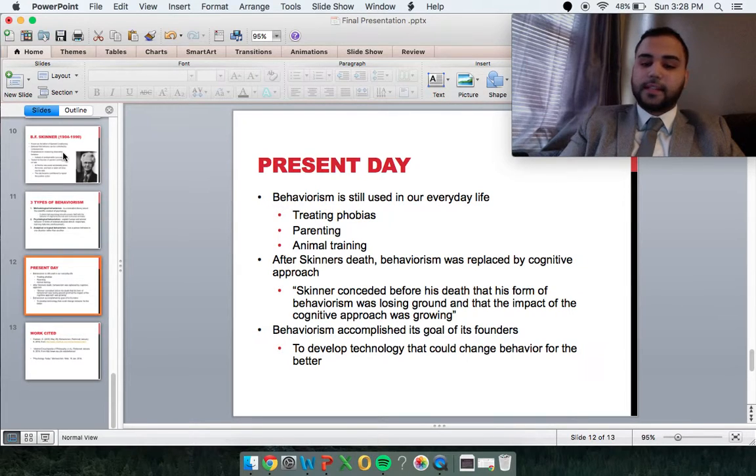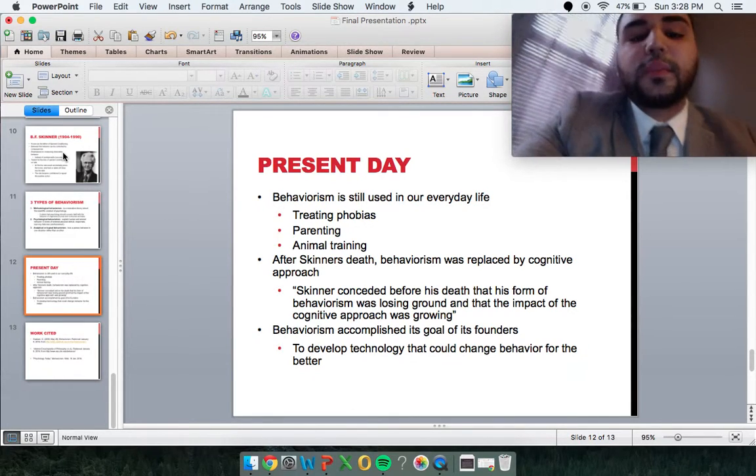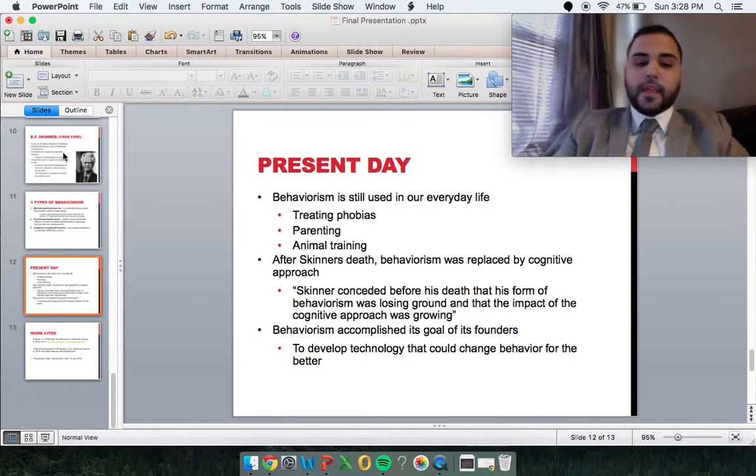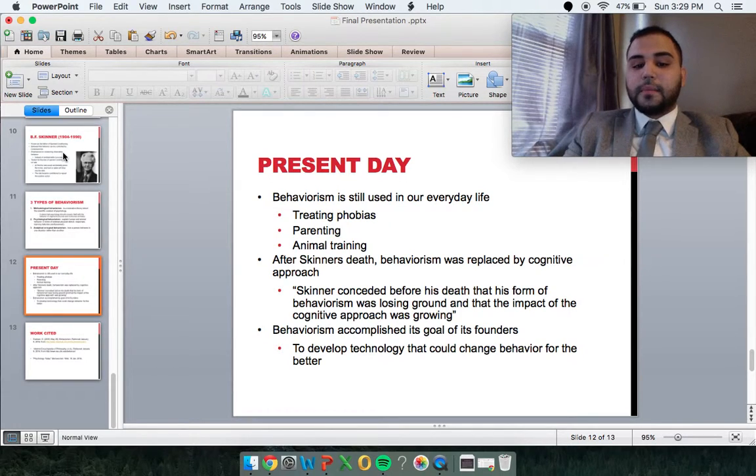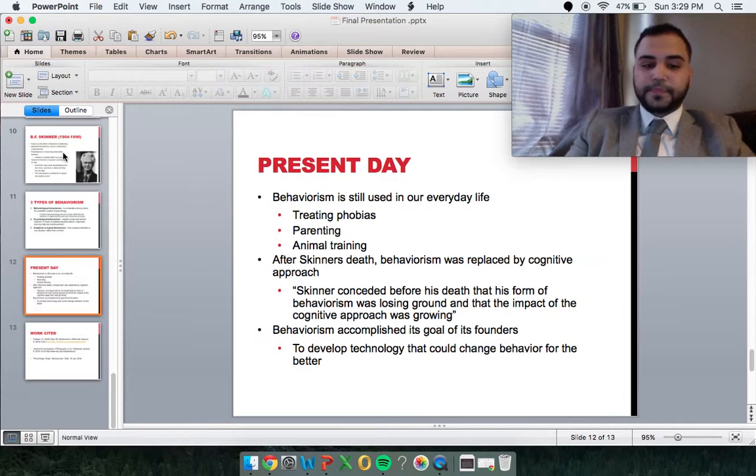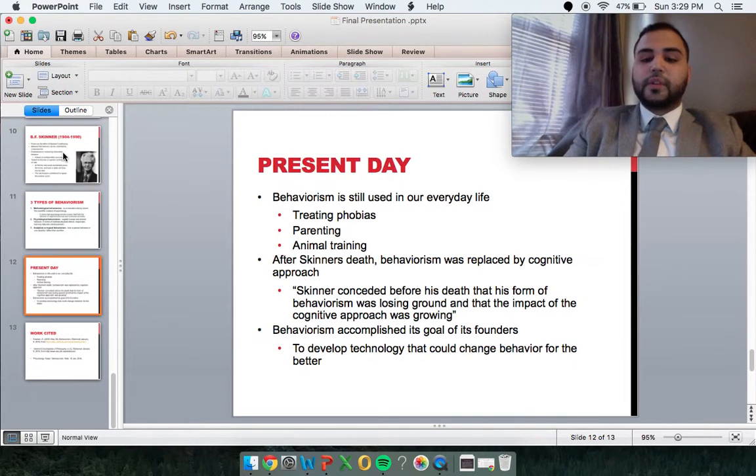After Skinner's death in 1990, behaviorism was replaced by the cognitive approach. This is from the textbook, mentioning something Skinner said towards the end of his life. He realized that behaviorism was slowly dying out and being replaced by the cognitive approach. He mentioned before his death that his form of behaviorism was losing ground and that the impact of the cognitive approach was growing.